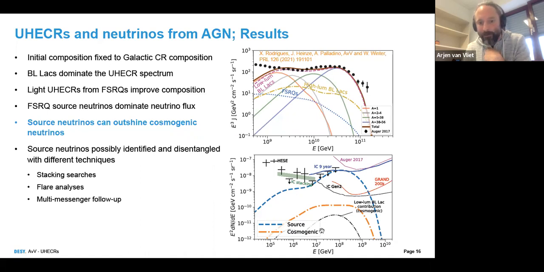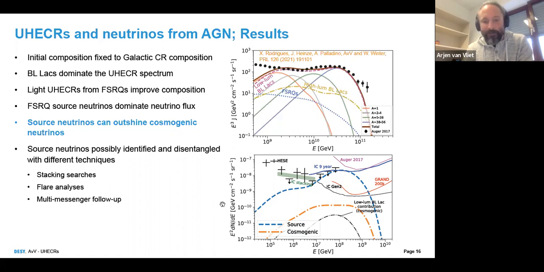But in the neutrinos, it's the other way around. You get a lot of source neutrinos, which all come from these FSRQs. And so the contribution of FSRQs to the ultra-high-energy cosmic rays is here constrained by the neutrino limits that are given here by IceCube.